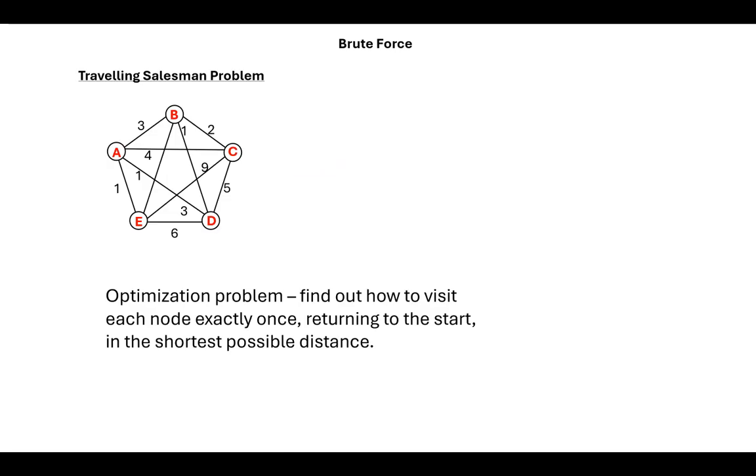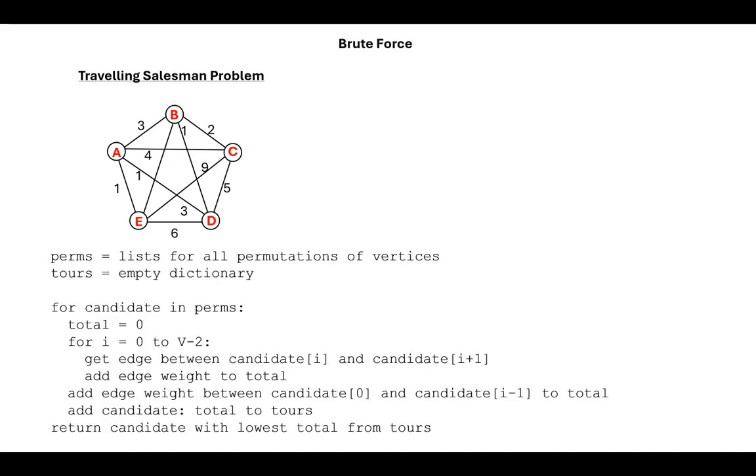We will start with the traveling salesman problem in a complete graph. Because it's a complete graph, we know it's possible to visit every vertex exactly once before returning to the start, so our aim here is to find the shortest possible path. Note that it doesn't matter which vertex we start at. When we're writing our code, we can say generate all possible permutations of vertices.